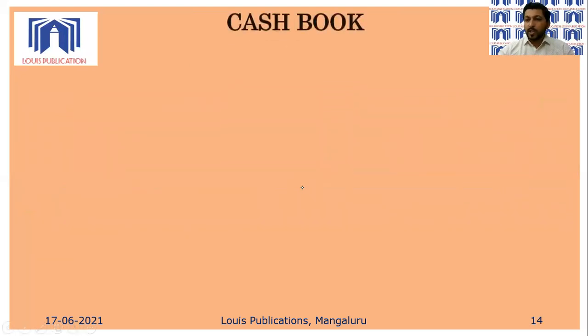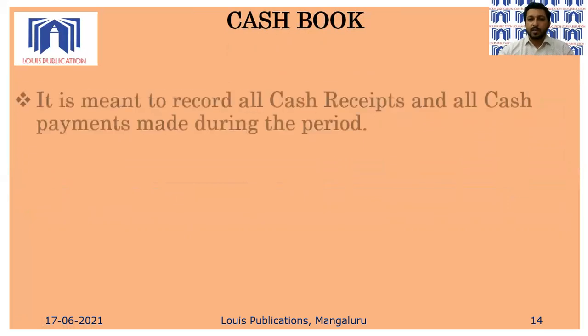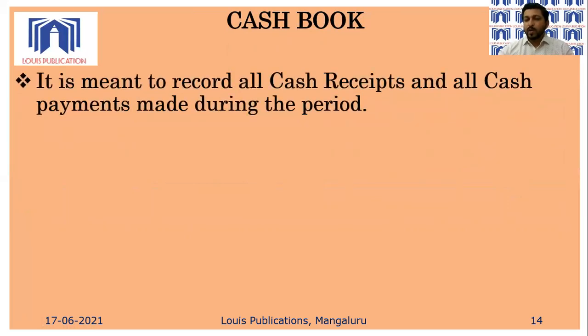The next type of subsidiary book that we are going to discuss in detail in our next session is cash book. Cash book is, you can say, the king of all books, because the majority of transactions, most of the businesses are going to deal in cash or through check or bank. So definitely such transactions will come in a book called cash book. Cash book is meant to record all cash receipts and all cash payments made during the period.